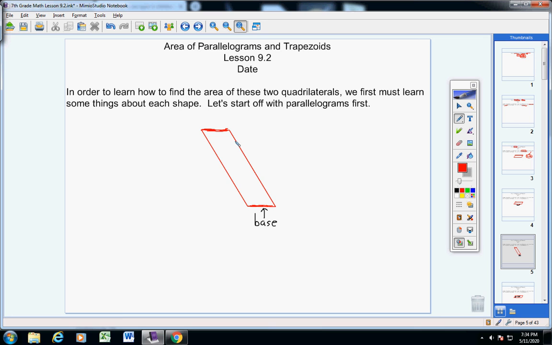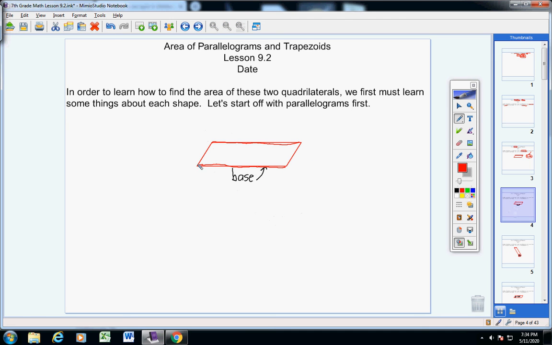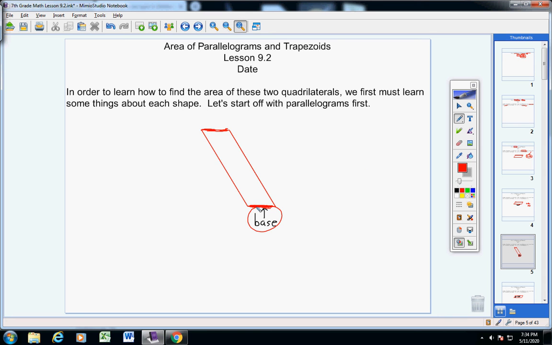Traditionally, the side that we call the base is the side that the parallelogram is sitting on. So in this example here, the parallelogram is sitting on this side, so we call this side here the base. Back here, the parallelogram was sitting on this side here, or you could say it was the bottom side, and so we call this side here the base. So it does not matter which way you turn it or twist it. The bottom side is going to be the base.